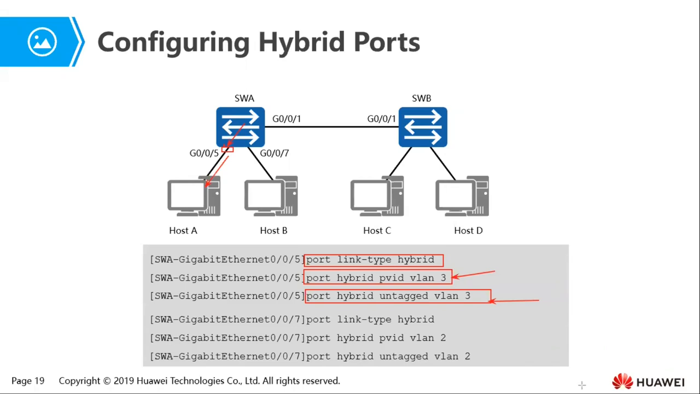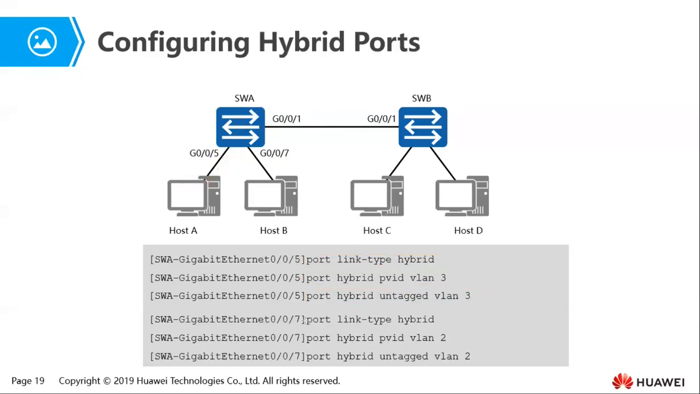So with hybrid ports, we can also configure this command. Here we can say VLAN 2, like that. So we can use 2 here. Now, if we use 2, it means that even though host A is VLAN 3, it can also receive a frame from VLAN 2. That port will simply untag that frame and forward it to host A. So that's the purpose of that particular command.